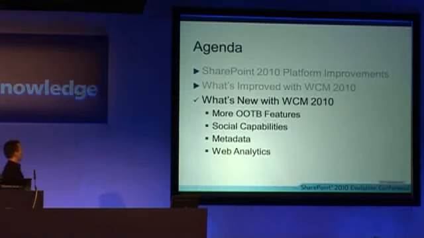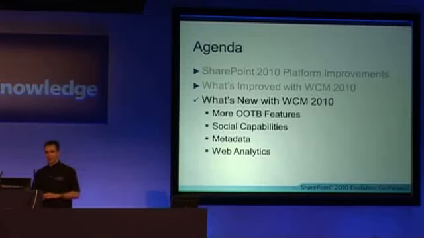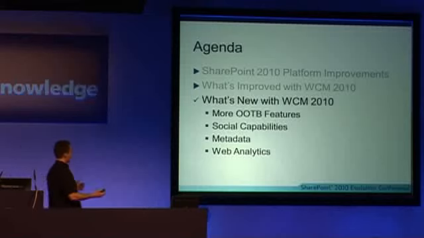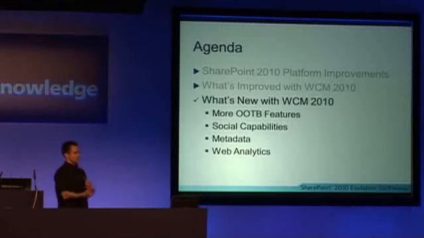Okay, so we've covered platform improvements, we've covered what's improved. Let's think about some of the new things. So in this category, AC has some of the new out-of-the-box features, and we'll look at things like, I think we've covered the rich content editor. I'm trying to think what else he has. Things like ratings and taggings.